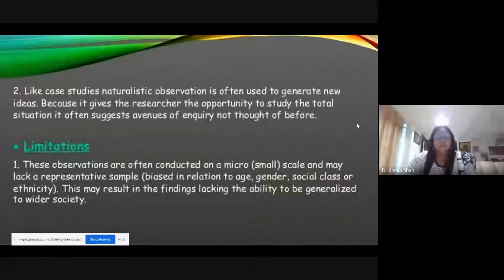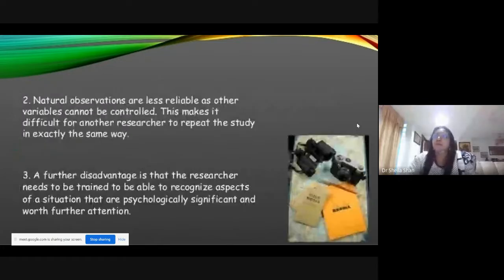What is the limitation? These observations are often conducted on a very small scale and may lack a representative sample. And then it will be biased towards age, gender, because you have a very small pool. Yeah. And this may result in findings lacking the ability to generalize. So if you study one whale, you cannot generalize about the behavior of all the whales that you find in the ocean, right? Same like you study a group of drug addicts, you cannot generalize. So naturalistic observations are less reliable.